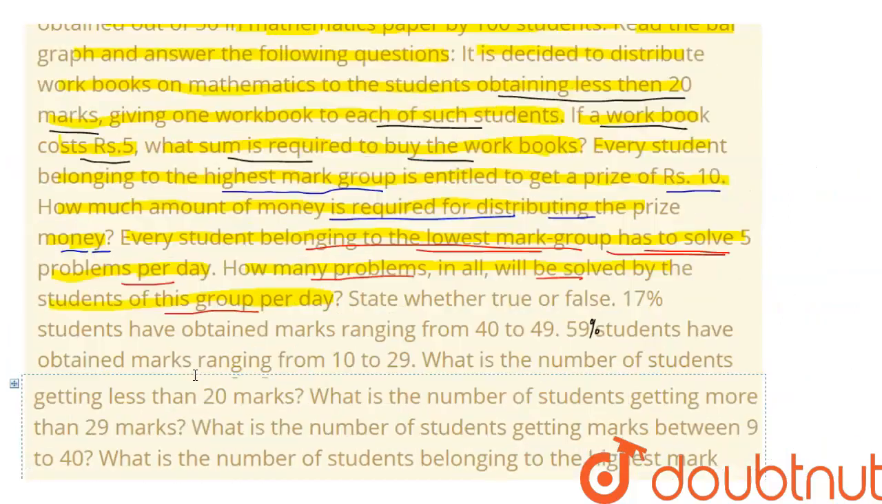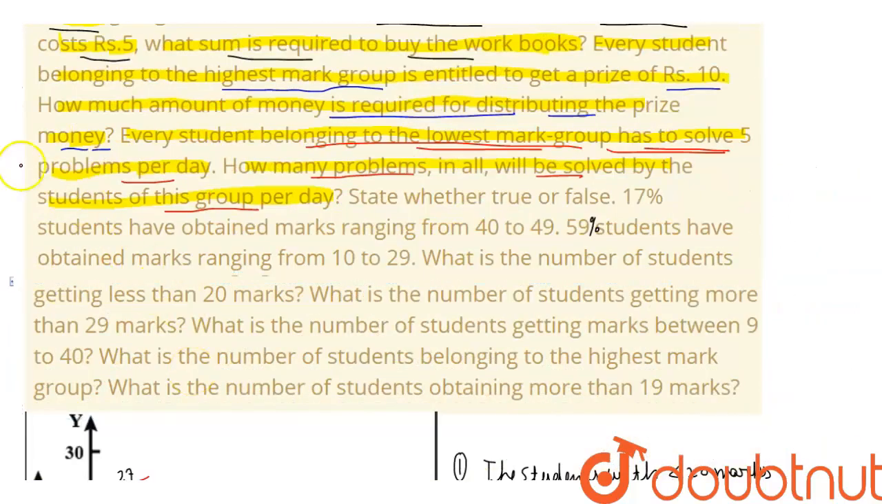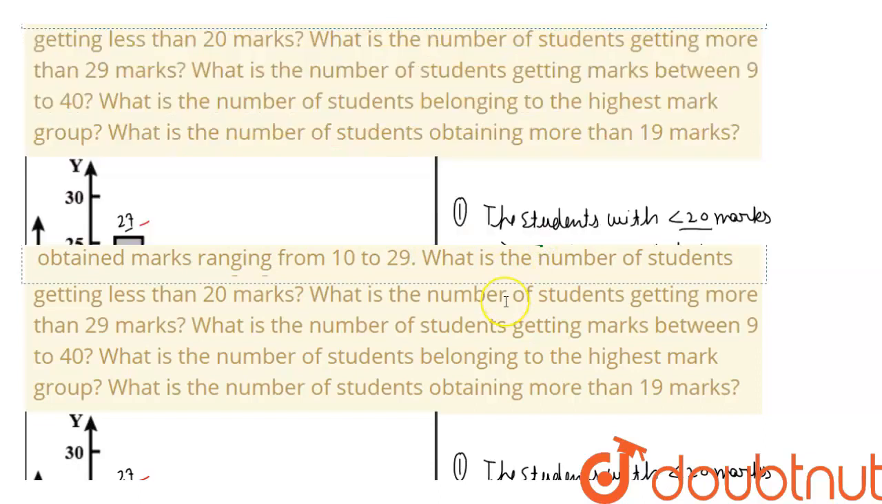Now let us focus on the next part of the question. In the next part of the question they are talking about that we need to state whether the given statements are true or false. So here we are given the 2 statements. In the first statement they have given us that 17% of the students have obtained the marks ranging from 40 to 49. So now we need to calculate the percentage of students who have got the marks in the range from 40 to 49. So let us focus on that.